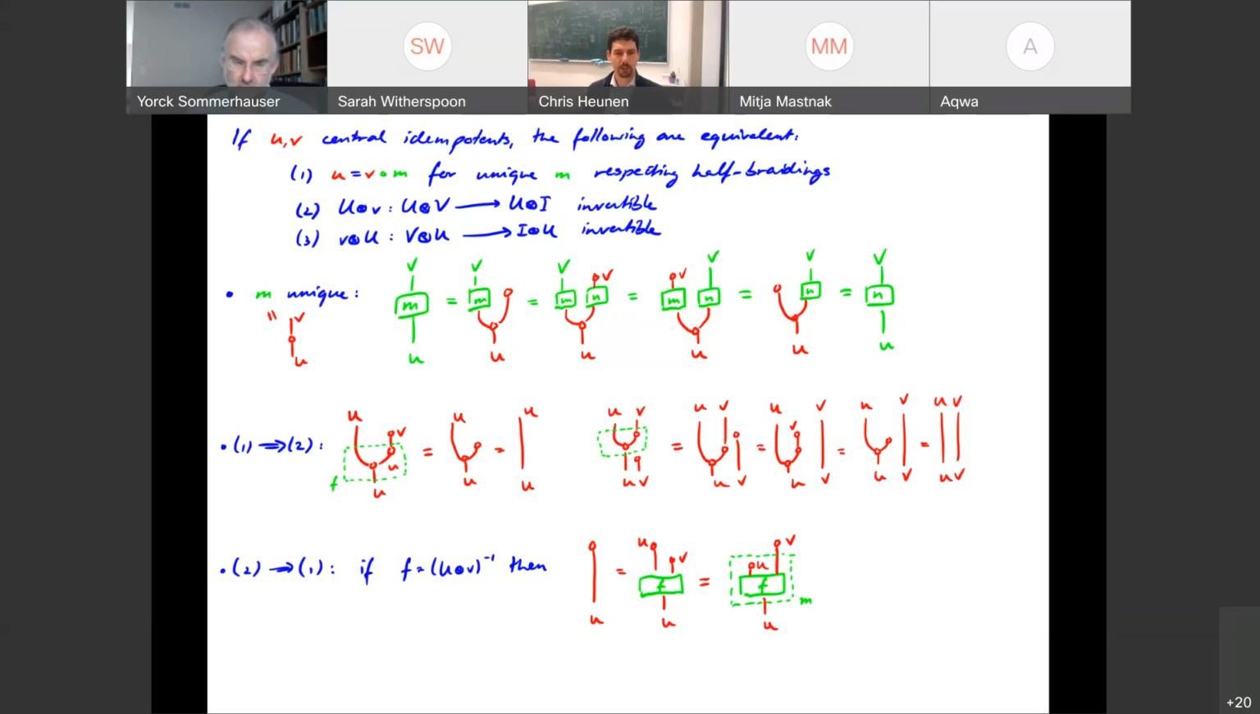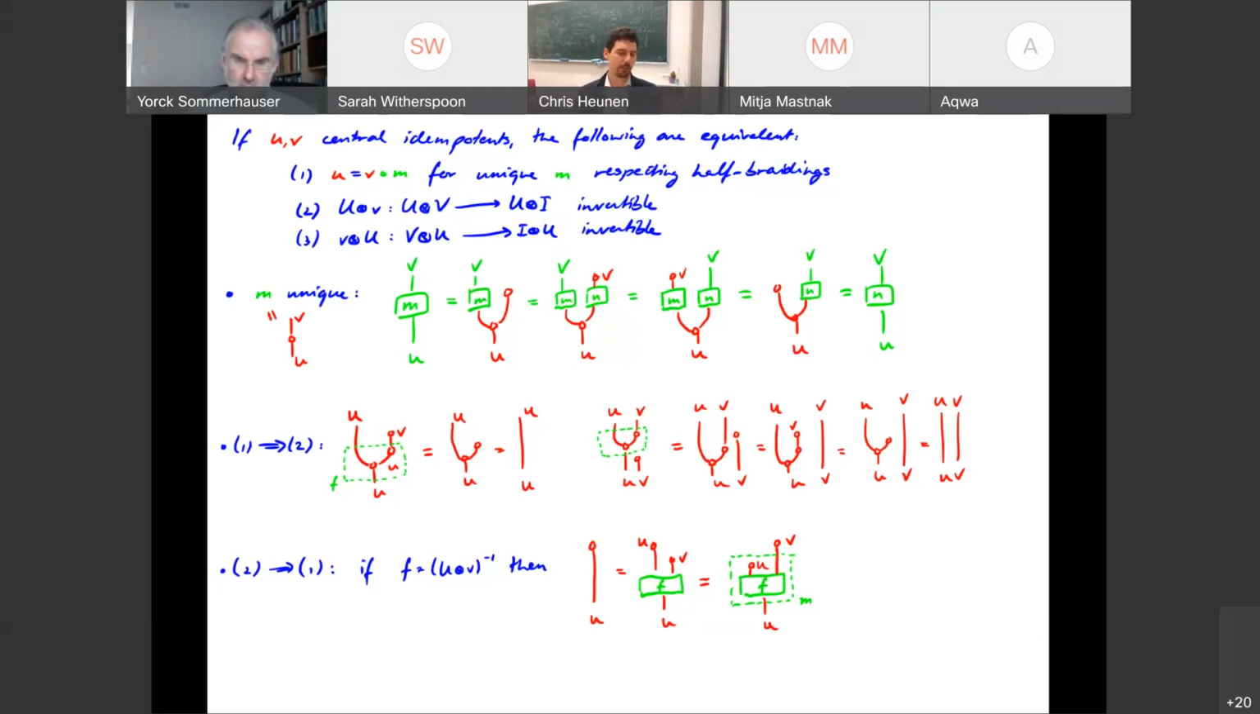Okay, now let's look at 1 implies 2. So suppose that there is some morphism M such that U is V after M. I'm going to prove that big U tensor little v is invertible. I've done this by a series of pictures here. And I'll explain the pictures first, and then what they say is in the dashed green box that's an inverse for the map we're looking to invert.